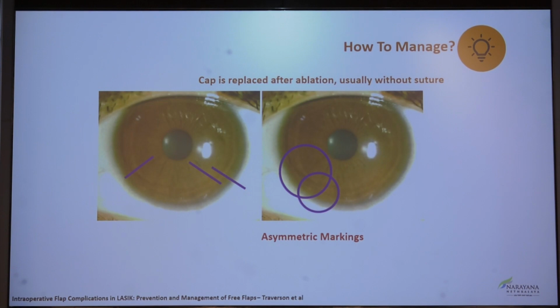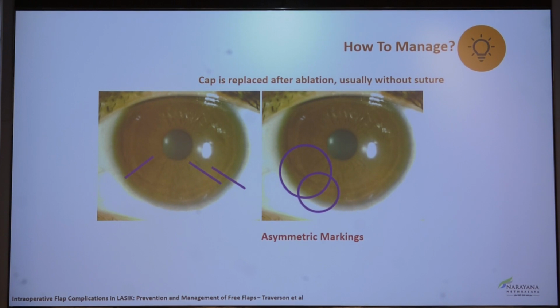Once a free flap has happened, what do you do? Some of us actually prepare for it beforehand with asymmetric markings. If you are a beginner surgeon, not sure about your technique, or in the process of a learning curve, it's always good to have an asymmetric marking. The marking will help you.